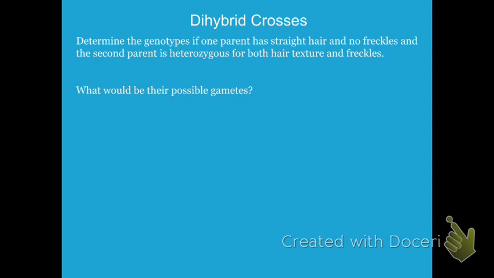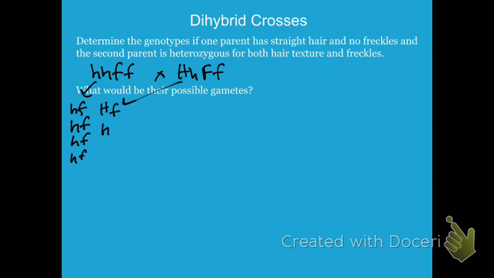So if one parent has straight hair, straight is recessive, right? And no freckles, so it'll look like this. The second parent is heterozygous, so like this and like this, right? So possible gametes. Here are the 4 possibilities. And then here are that one's. Okay.